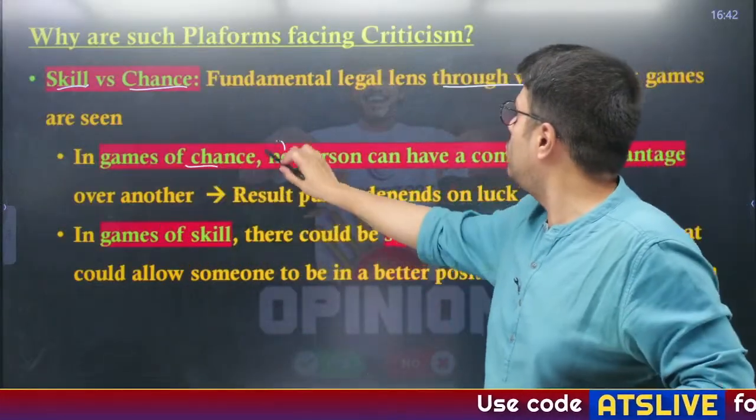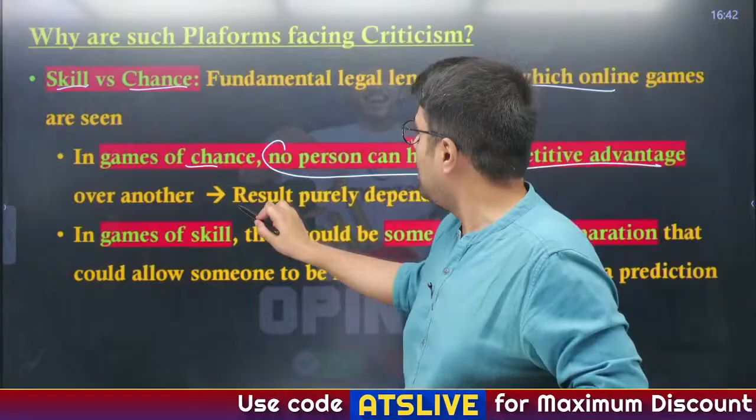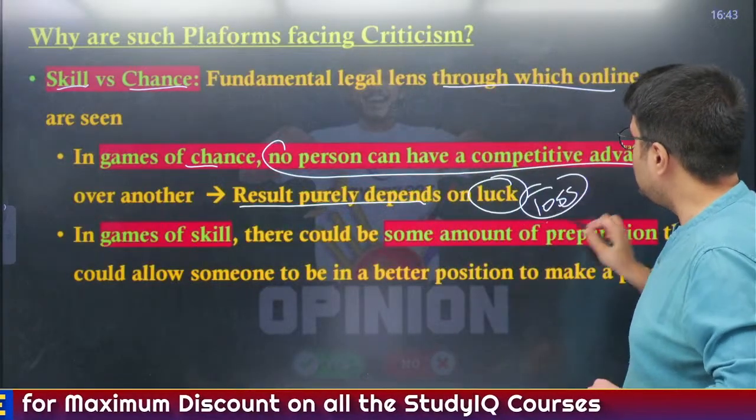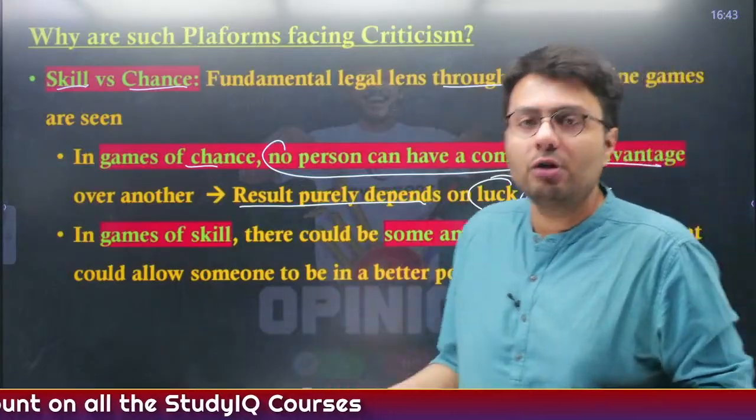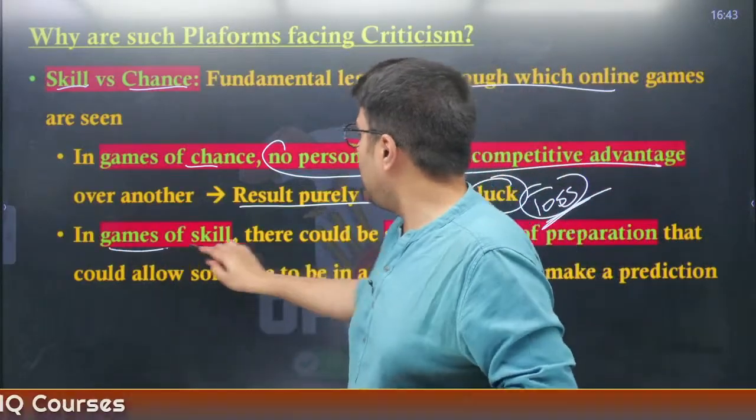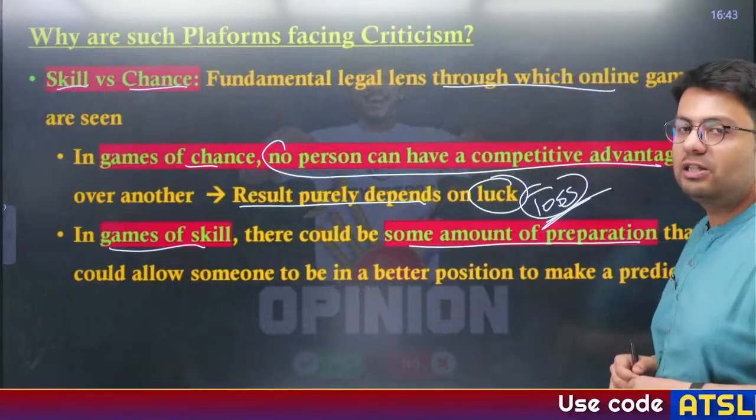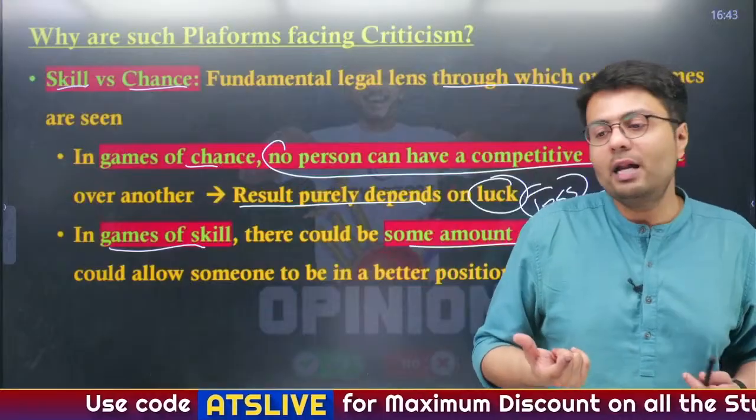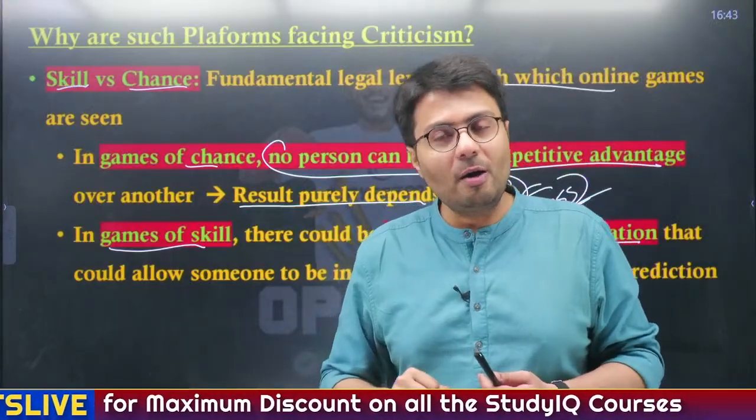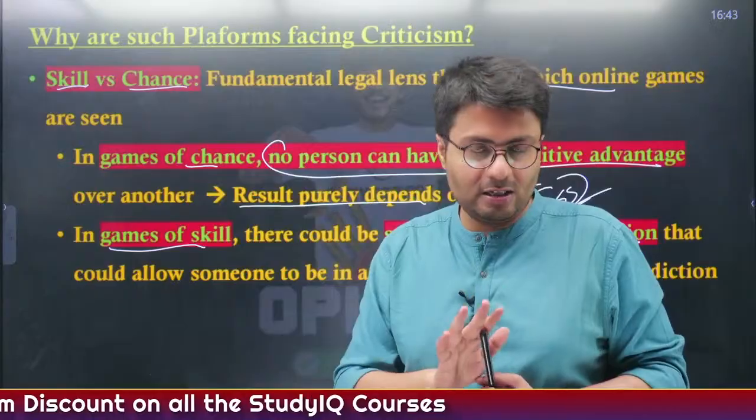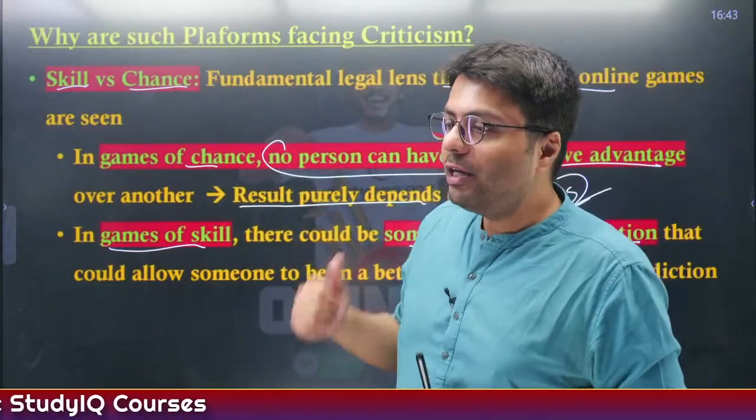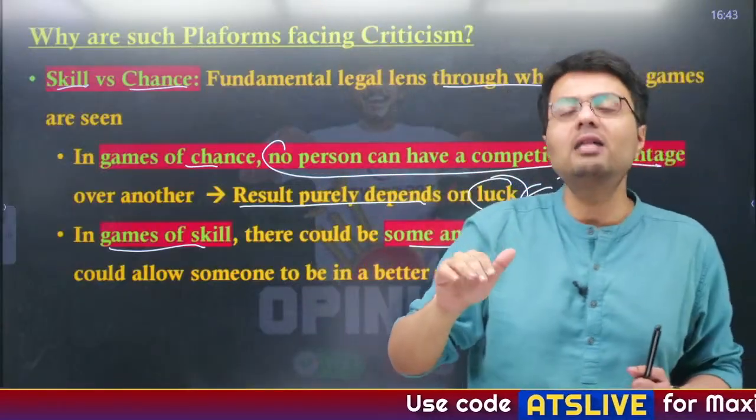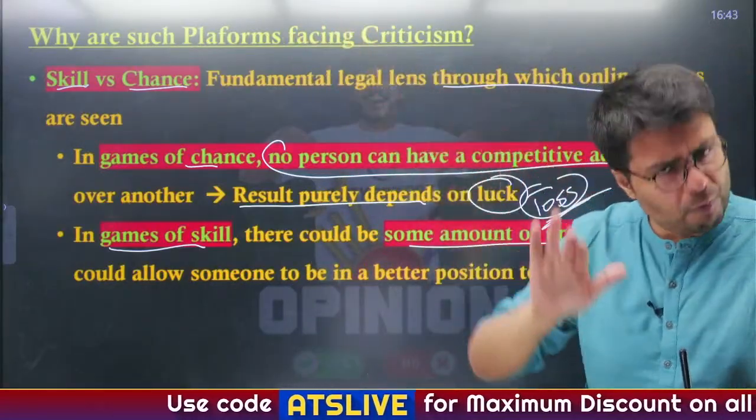In games of chance, no person can have a competitive advantage over another, and the result purely depends on luck. For example, a toss, right? A toss is a game of chance because you don't know whether heads or tails would come up, right? Similarly, in games of skill, there is some amount of preparation required. Suppose, as the High Court says, you are betting on a sports platform, you can assume that Yashasvi Jaiswal or Abhishek Sharma or Nicholas Pooran would hit a 6 because they are known for hitting sixes. But what if you think of a test player like Cheteshwar Pujara, will he be able to hit a 6? Automatically the chances of that happening as against the other players would be less, right?